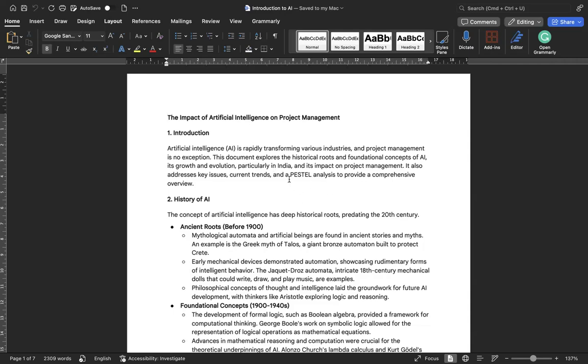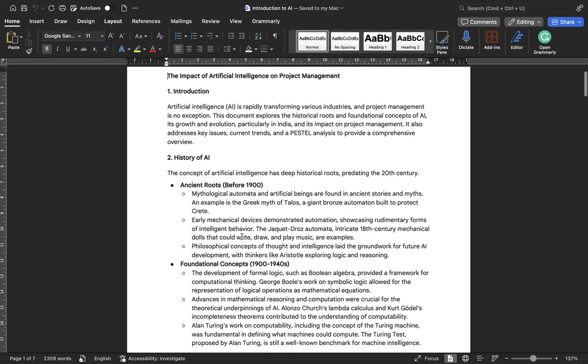This entire document explores the historical roots and foundational concepts of artificial intelligence and also its growth and evolution. Particularly, these examples are taken from India, for healthcare also. As I told you, the examples and applications we discussed are from India and worldwide. Likewise, all of these are related to India as well. So, according to the presentation, first we have the history of artificial intelligence.